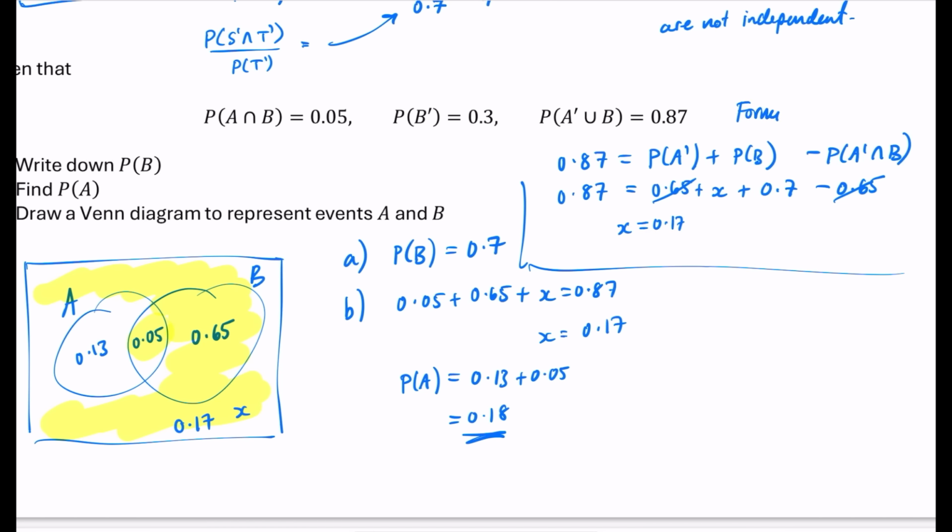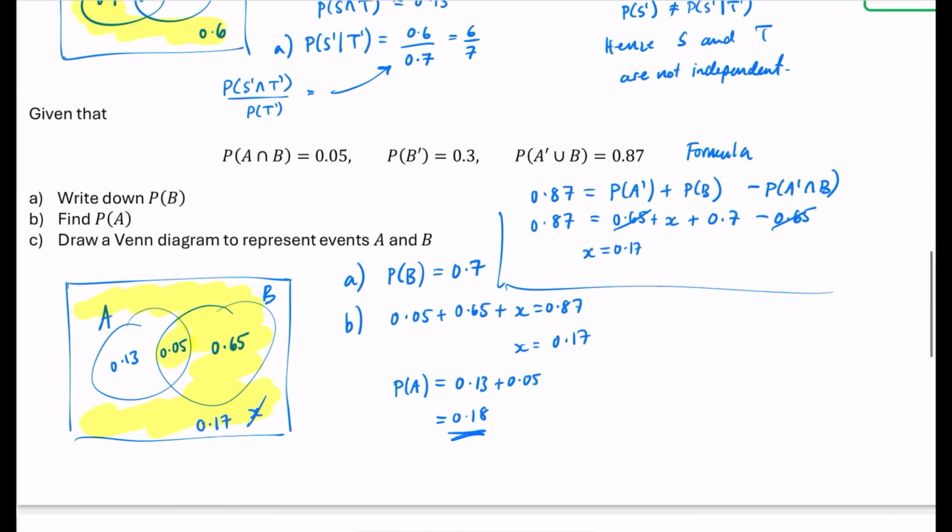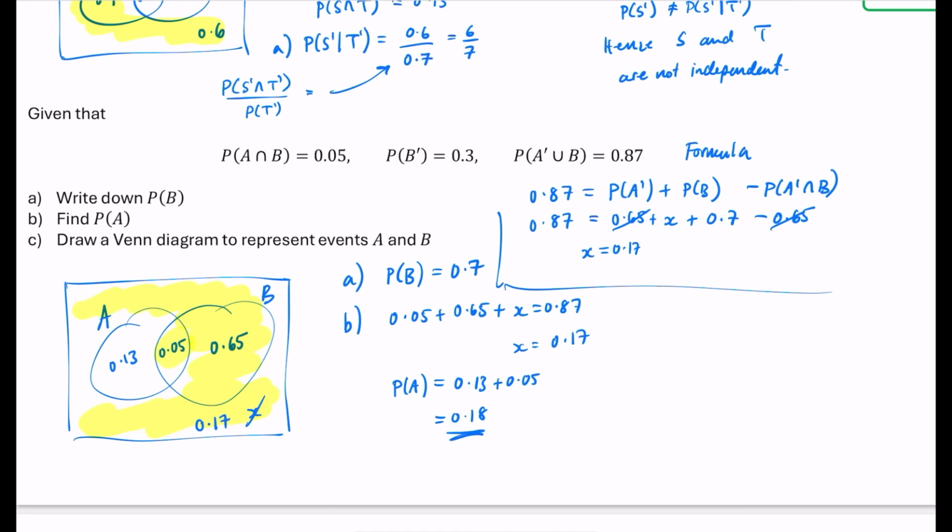So this is using the formula, but again, I still think I needed this Venn diagram to help visualize what was going on here. I'll just get rid of that X so that we can see that it's been replaced with the 0.17. And it says to draw a Venn diagram to represent events A and B.